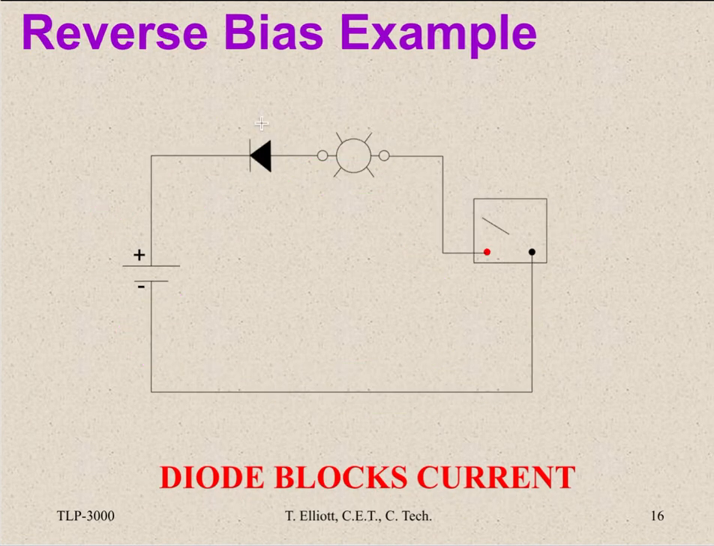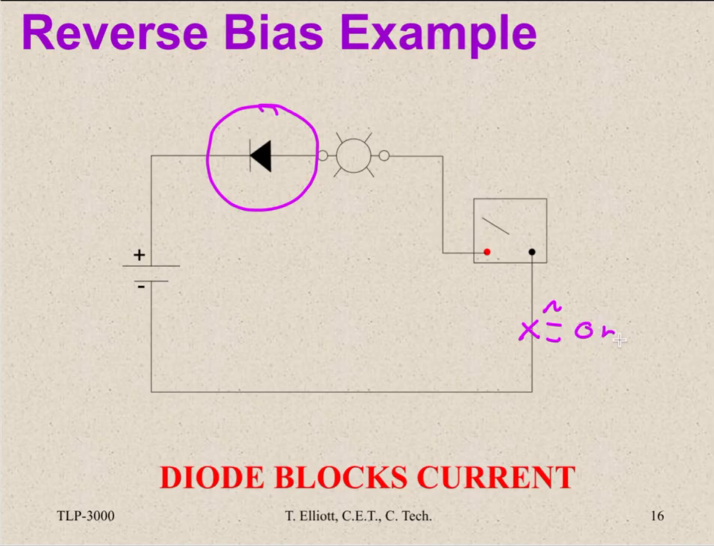Reverse biased, change the orientation of the diode. The current here is approximately 0. There is a little bit of leakage current. That's covered in another video, but it's ideally 0.